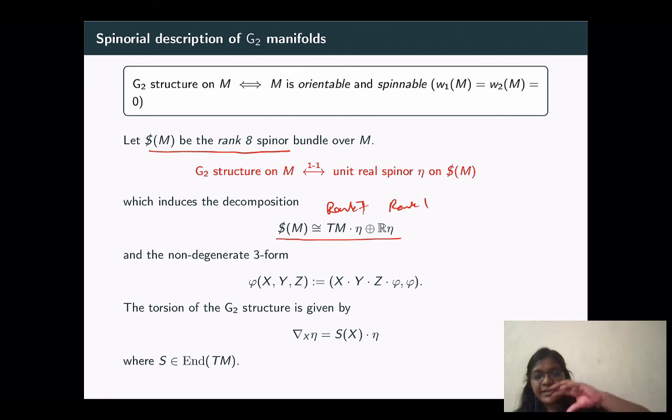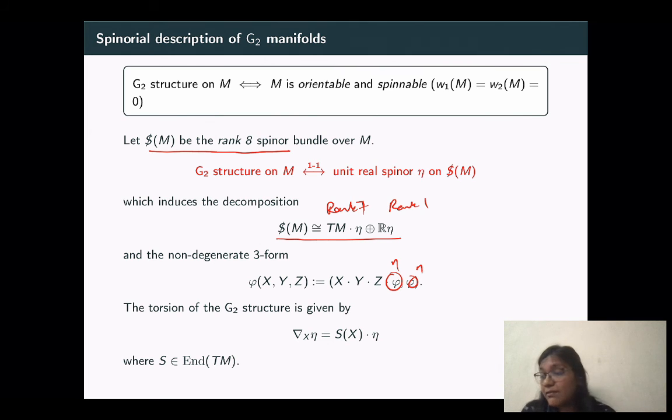I say these definitions are equivalent because you can define the three-form phi using the spinor eta. Okay, this is a typo, this should be eta, I'm sorry, so it should be x dot y dot z dot eta, comma eta. This is just the inner product on the spinor bundle, or the Clifford inner product. So this is how we can define the three-form phi using the spinor. You can do the same thing and define the spinor eta using the three-form phi. I have not written the expression down here, but that can also be easily done. So you can go back and forth, and define the G2 structure equivalently using the spinor eta.